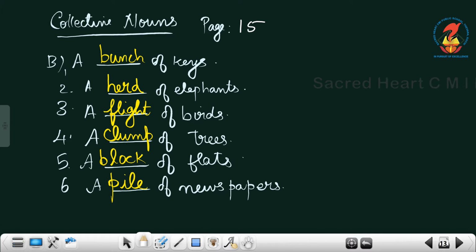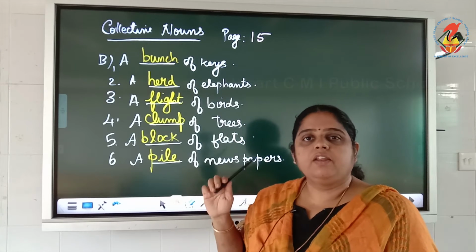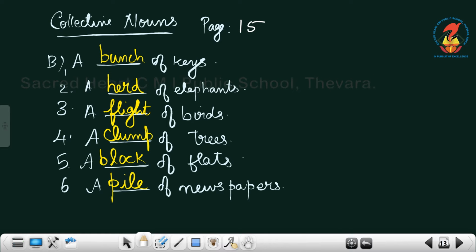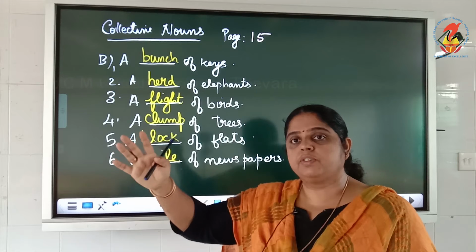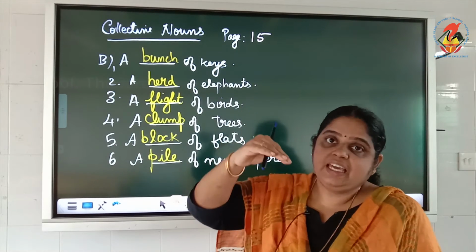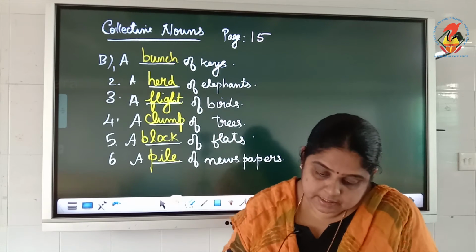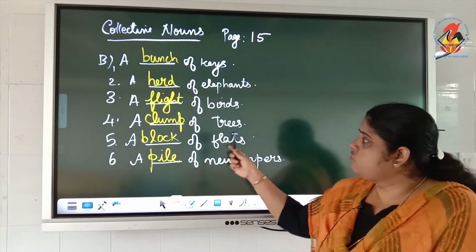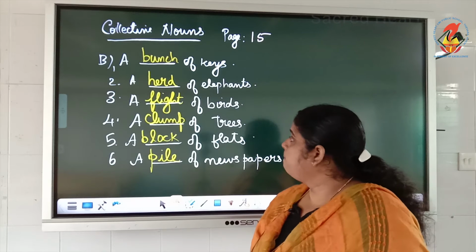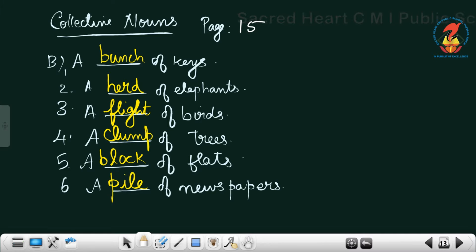Then we have the birds. A dash of birds. When you see a group of birds flying, we say a flight of birds. If the birds are sitting or resting somewhere, a group of birds sitting together, we say a flock of birds. But if they are flying, we say a flight of birds. Then we have a dash of trees. The collective noun for a group of trees is clump. A clump of trees. A dash of flats. It's a block of flats.